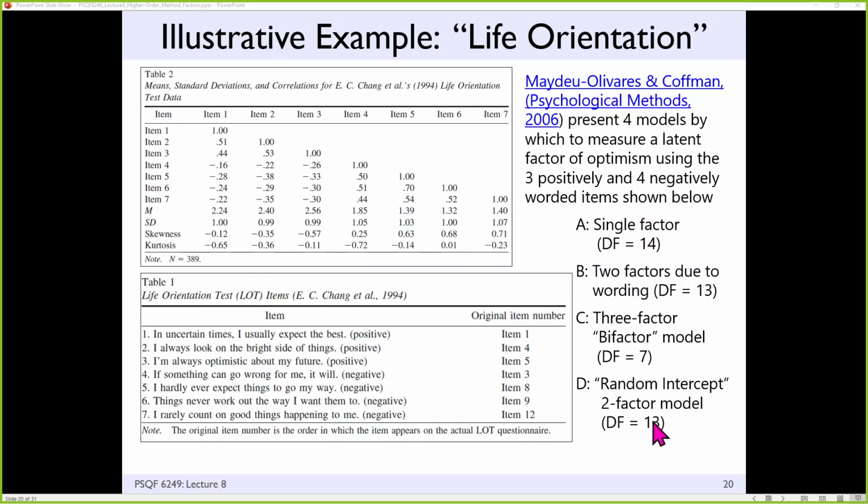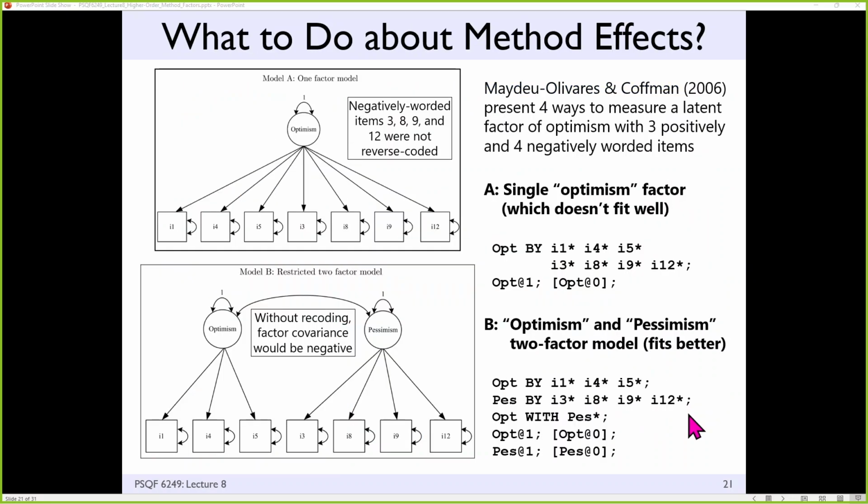They're fitting 4 different models, and I'll show you each of these in sequence. Single factor, which doesn't fit well, 2 factors due to wording, so a positive factor and a negative factor, a bifactor model, and then what they're calling a random intercept model. And if you're like, wait, is that the same random intercept that I already know? Yes, it is the same thing, because latent factors are random effects, folks. They are. So what to do about the method factors?